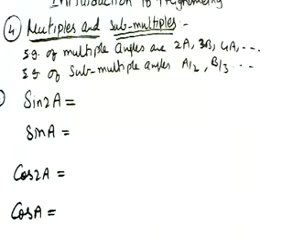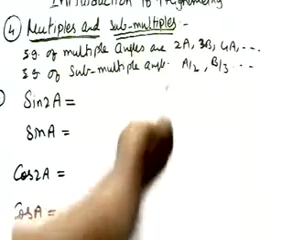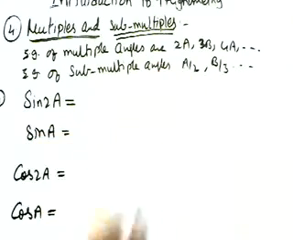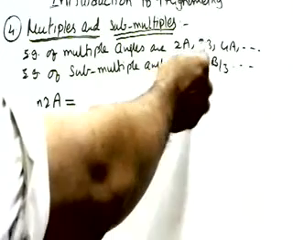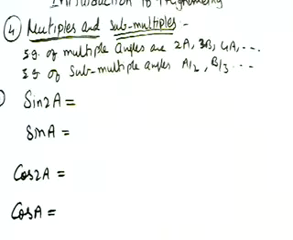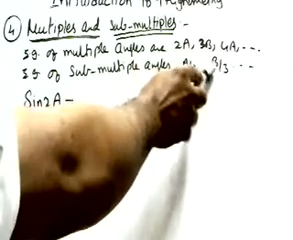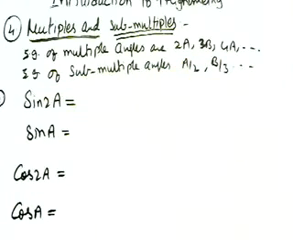Now the next topic is multiples and submultiples. Multiples means multiplying some angle, like 2A, 2 into A, or 3B, for example. When we multiply by some integer, we say the angles are multiple angles. Suppose we divide by some integer, like A by 2, B by 3, A by 4. So we say submultiples: division by integers gives submultiples, and multiplication by integers gives multiples.